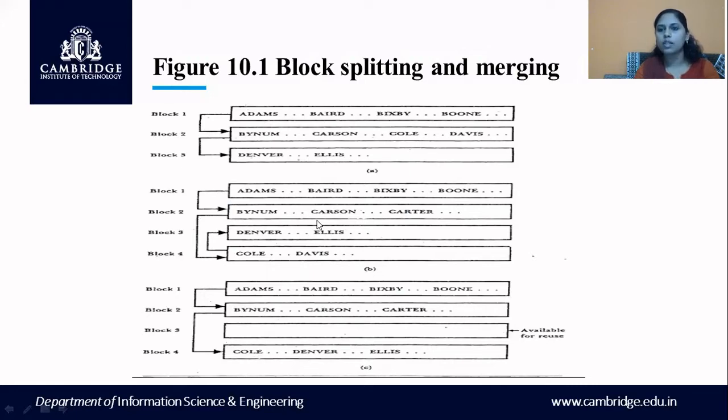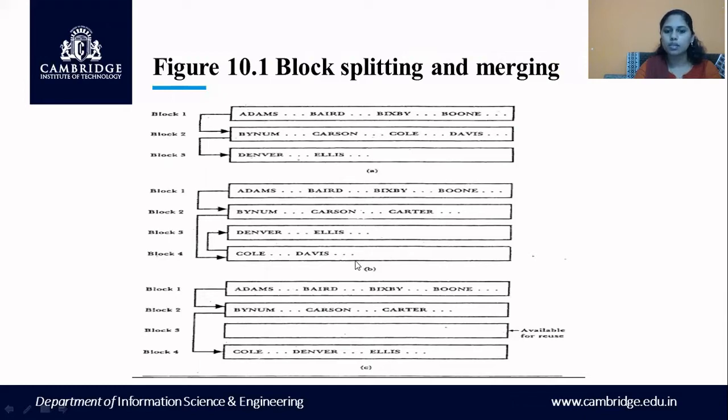When does block splitting occur? When there is an overflow condition. When we are adding a particular record into a block and it causes an overflow, we need to do block splitting. The next one is block merging. What did I tell about block merging? Whenever you are deleting a record from your block, causing an underflow condition, we need to merge the consecutive blocks.